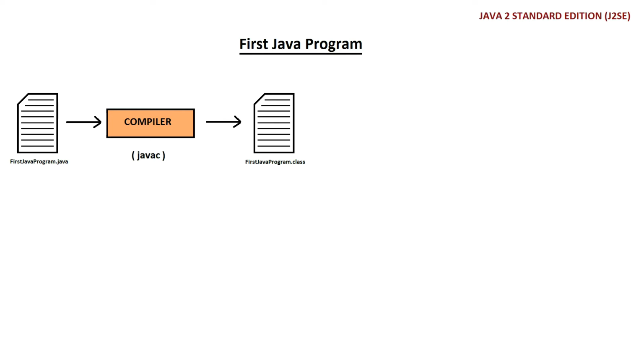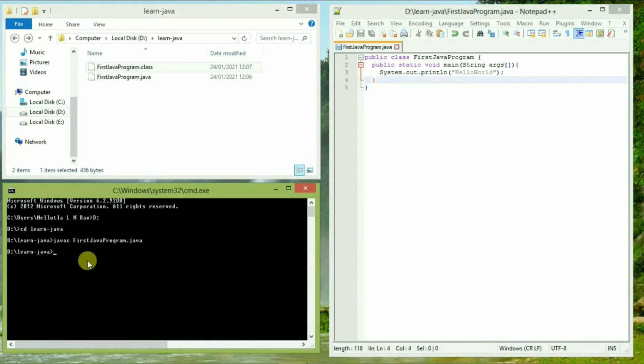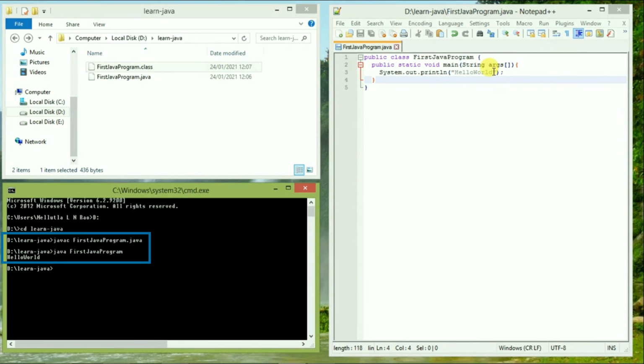Now, this .class file is to be executed in the Java Runtime Environment, which is also called JRE. For that we need to use the command java. The syntax is java filename. Therefore, we use java firstjavaprogram to execute and see the output. Let's run this .class file using the java command to view its output on the command prompt console. So, our program printed hello world onto the console. That's it.